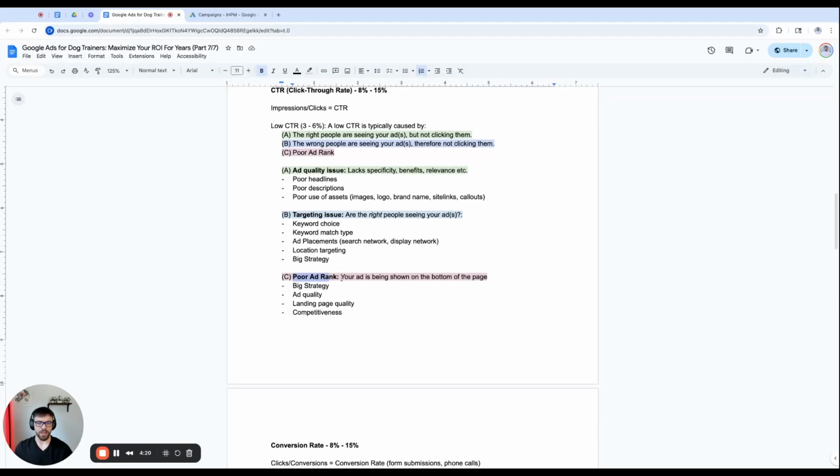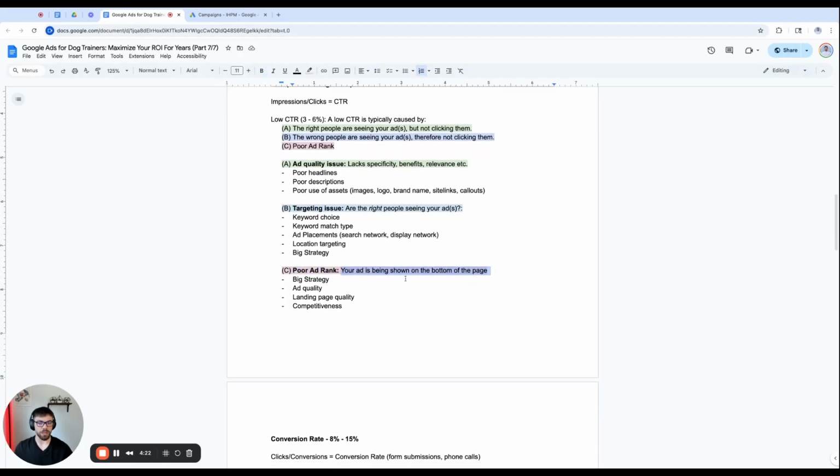Then we have poor ad rank. So your ad is being shown on the bottom of the page, which again, the further down you are on that page, the less likely someone is going to click, and the higher likelihood you will have a low click-through rate for your campaign. And that could be caused by bid strategy. That could be caused by the ad quality. That could be caused by landing page quality or the competitiveness in your area. Okay, so bid strategy, again, if you're using something like maximize clicks for too long.